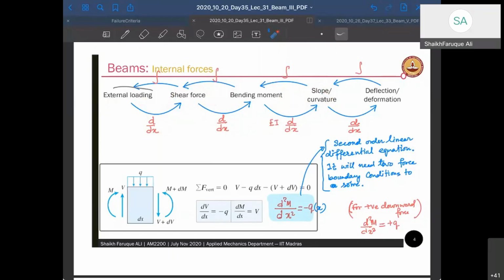It is actually the opposite. From deflection, if you take derivative, you get slope. From slope, if you take derivative, you get bending moment. From bending moment, if you take derivative, you get shear forces. And from shear forces, if you take derivative, you get external loading. And integration you have to do when you go from external load to deflection. All right, so this is quite the opposite. I can rub them. So this is going to be from deflection to slope.